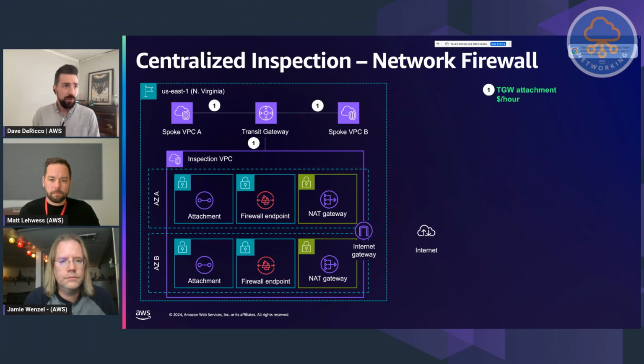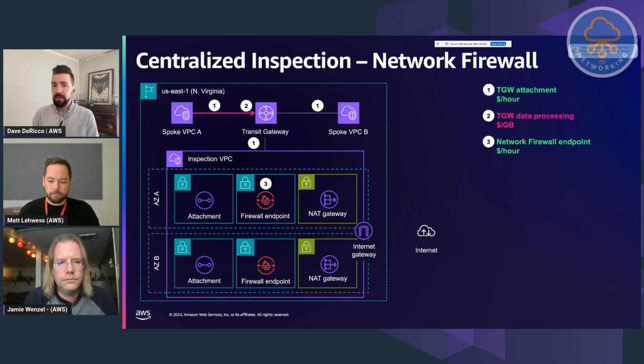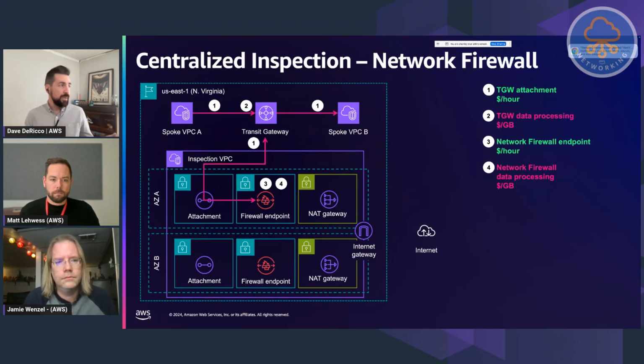I'm going to rip through network firewall as well. It's going to be very similar. Again, we have transit gateway data processing. That's usually the biggest thing that comes up here. Network firewall endpoints have an hourly cost associated with them. They do have data processing associated with them as well. And if we're sending this to spoke VPC B, so we're just going A to B, we're going back through the network firewall, and then we're hitting the transit gateway again, and there's additional cost there.